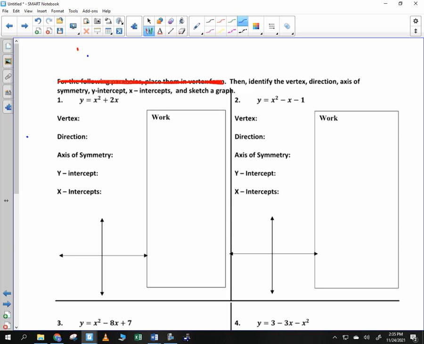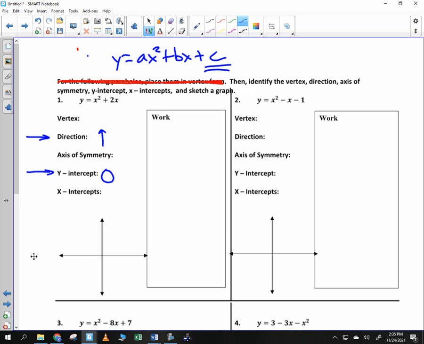Let's start with the direction. What's the direction? How come? Because x squared is positive. The next thing I'd like to talk about is the y-intercept. Remember, if we have y is equal to ax squared plus bx plus c, c value is the y-intercept. And what is the c value here? It is 0. Those are the two easy ones.